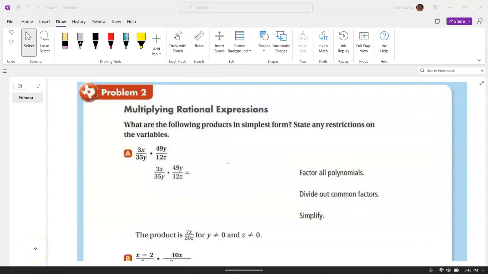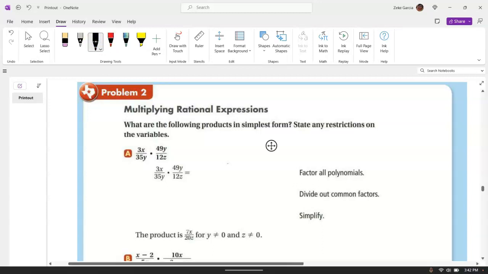For example 2, it says, what are the following products in simplest form? State, are there any restrictions? Now you notice that we have y here and we have z. So the only value that we can't have for y or for z is 0. Those are our restrictions. I'm going to go ahead and write it in factored form.